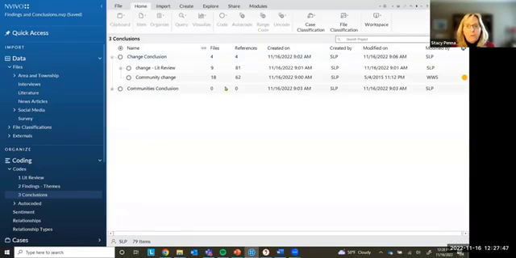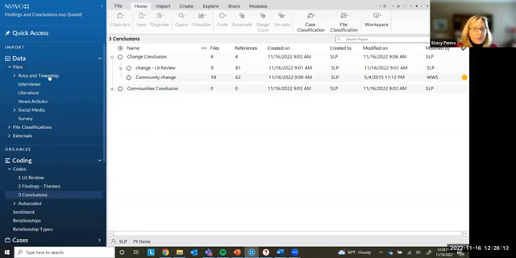So I'll start with NVivo, and what I did is I've created a project just to sort of explain how you can use NVivo and Citavi for some of the concepts that Veronica mentioned. For people that are new to NVivo, I'll just take you on a little tour.